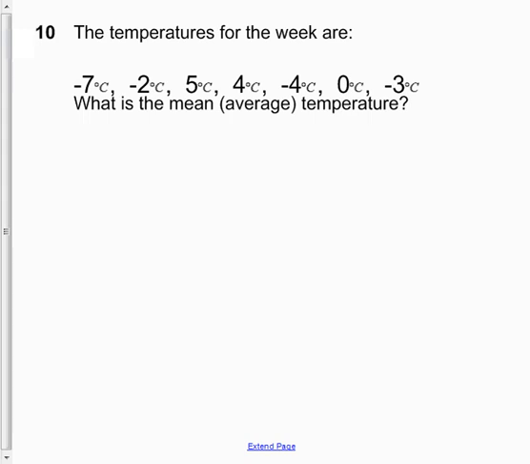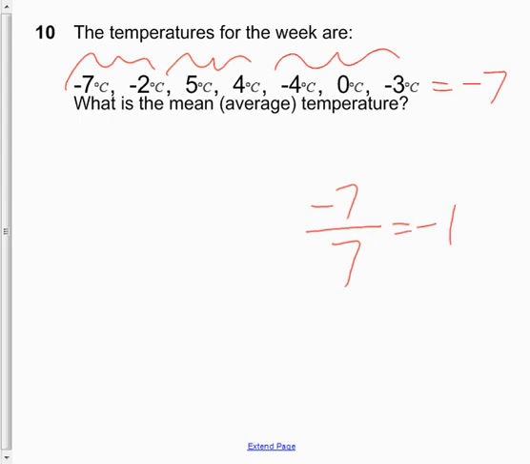Question 10, most of you got this right. The temperatures for the week are these particular degrees. What is the average temperature of these? So you've got to add them together. -9 plus +9 makes 0. 0 plus -7 is -7. So the sum, when you add them all together, is -7. -7 divided by the 7 days that are there gives you an average temperature for the week of -1.